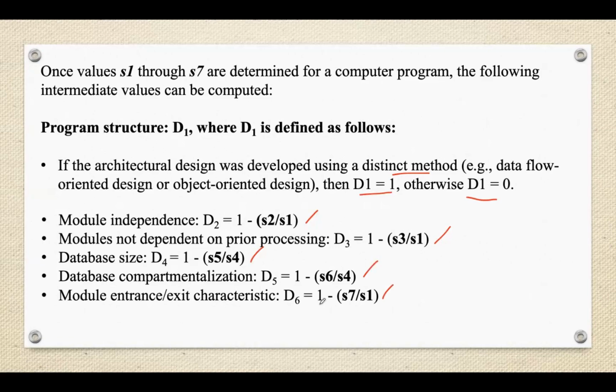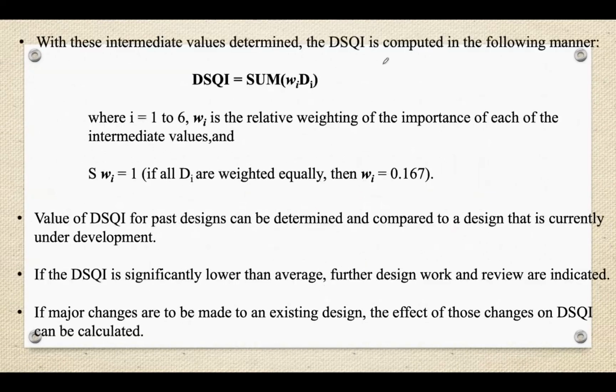Once we calculate these values, then you need to compute the DSQI by using this formula. So multiply Wi with Di and you need to add all the values. Say here i ranges from 1 to 6. So W1 D1 plus W2 D2 plus and so on, up to W6 D6. So like that, we need to multiply weight with these intermediate values and add all of them.